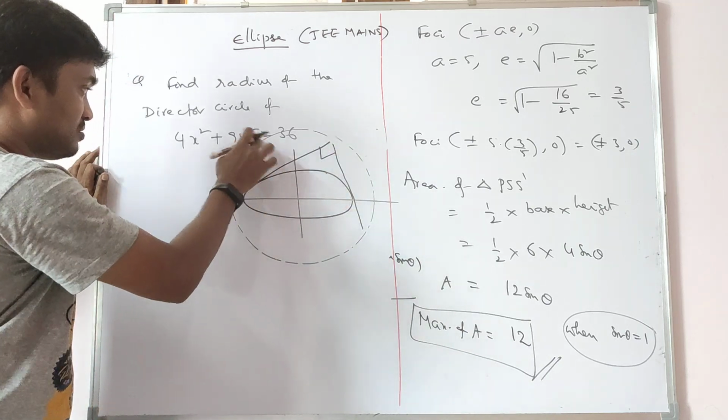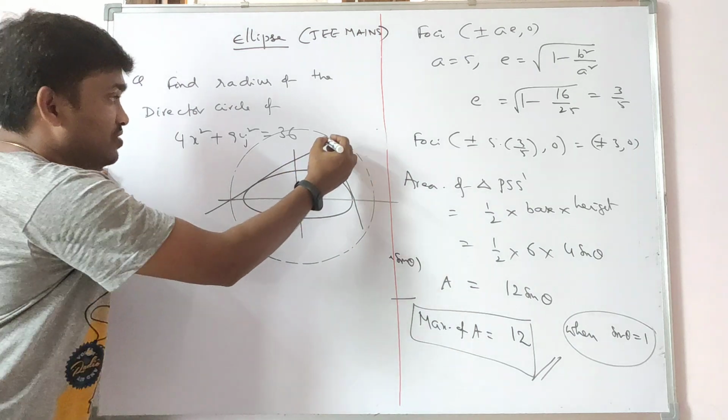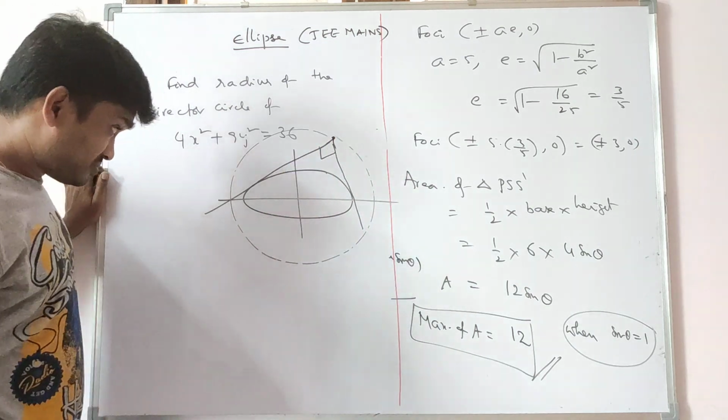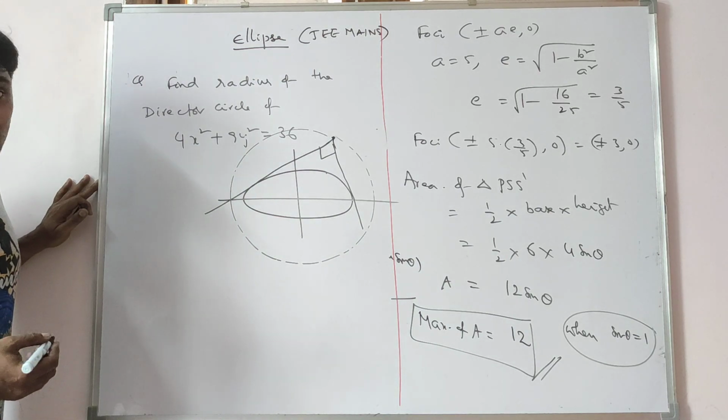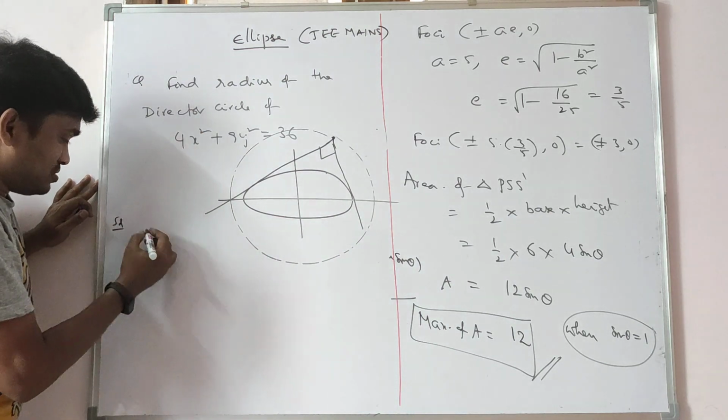That's the meaning. So take it anywhere. So how to find the radius of the director circle? What is the formula? Solution.